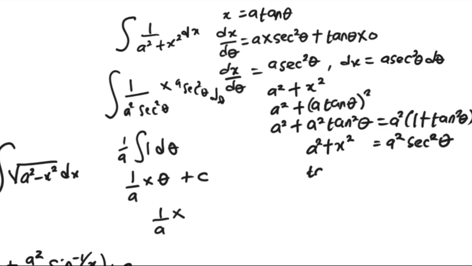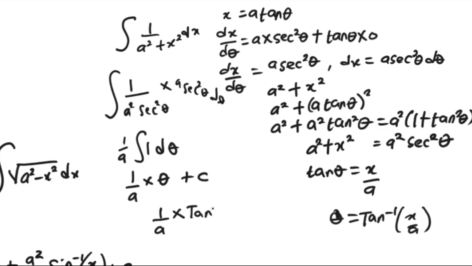Since tan theta from here will give us x over a, it means that theta will give us arctan x over a. So our theta here is arctan x over a plus arbitrary constant c. So that's 1 over a arctan x over a plus arbitrary constant c.